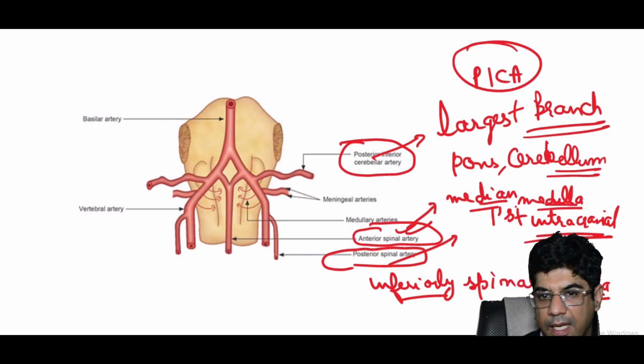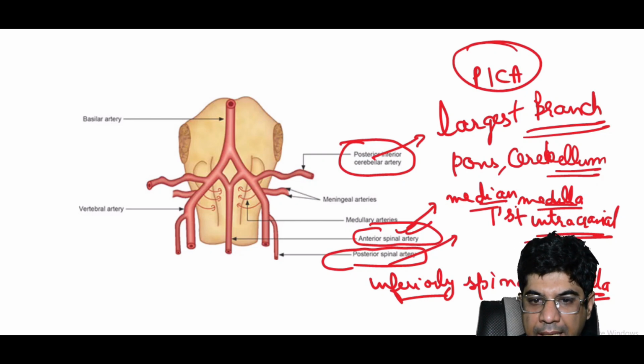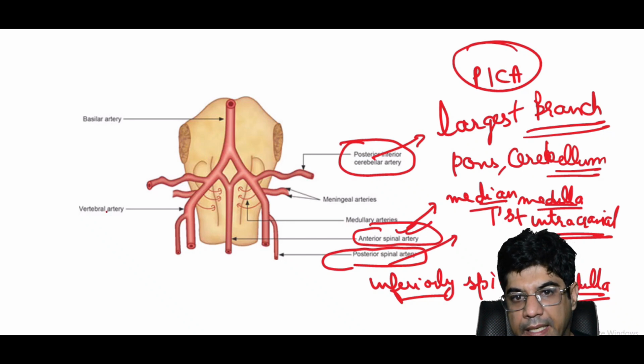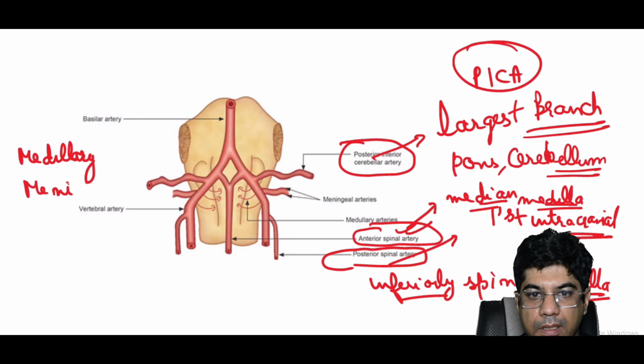So how is the anterior spinal artery formed and what does it supply? The anterior spinal artery is formed by union of the branches from each vertebral artery and supplies the median part of the medulla and the entire length of the spinal cord. Apart from that, the vertebral artery ascends along the medulla oblongata. It gives several medullary and meningeal branches.